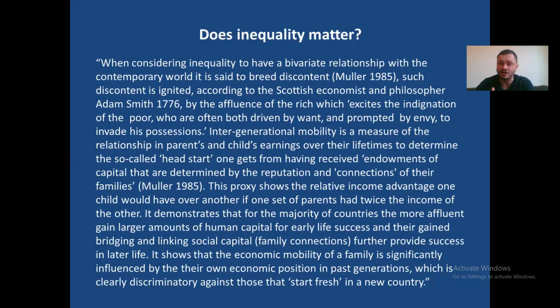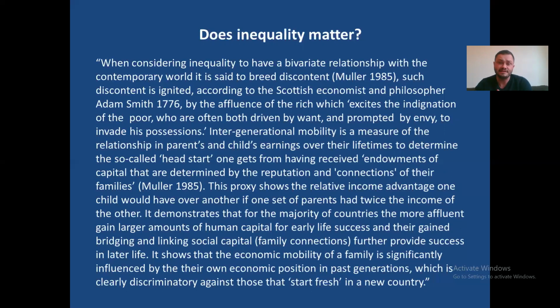the so-called head start one gets from having received endowments of capital that are determined by the reputation and connections of their families. This proxy shows the relative income advantage one child would have over another if one set of parents had twice the income of the other. It demonstrates that for the majority of countries, the more affluent gain larger amounts of human capital for early life success, and their gained bridging and linking social capital, family connections, further provide success in later life. It shows that the economic mobility of a family is significantly influenced by their own economic position in past generations, which is clearly discriminatory against those that start fresh in a new country.